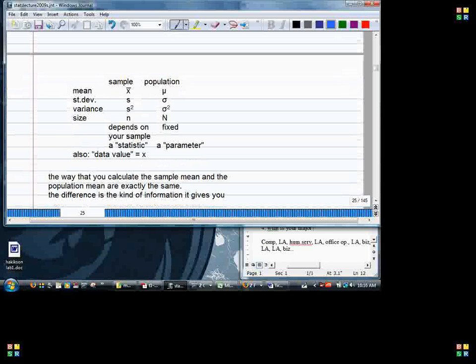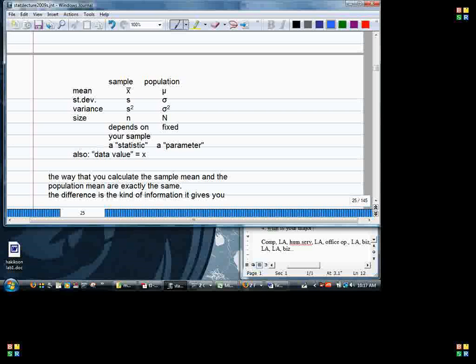So notice that the way to calculate a mean for a sample population is exactly the same. You just have to understand that you have to interpret it differently. If it's the mean for a population, it's a fact. If it's the mean for a sample, it's the mean for a sample, and hopefully it tells you something interesting.